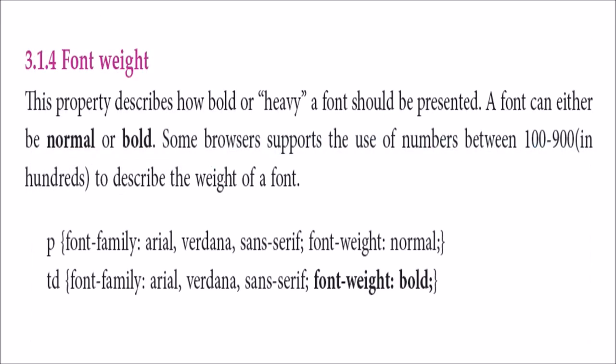Then the font weight. Every font can be normal, it can be bold. So most of the browsers support a number between 100 and 900. So we'll describe the weight. Font weight, you have to write font-weight colon normal semicolon, or you can give font-weight colon bold. So all the P or a TD is going to be seen, P will be seen normal with font weight, or the table data will be seen as bold.